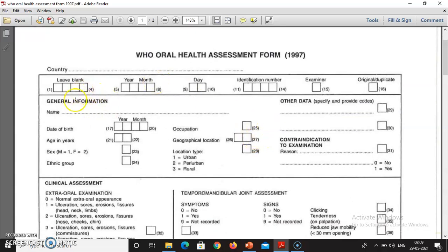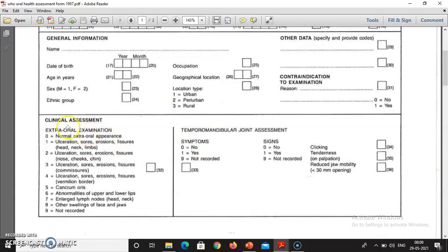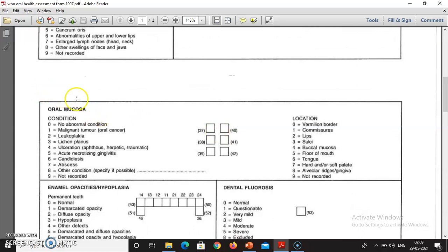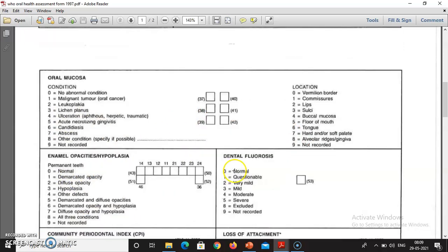You have general information, that is your name, age, gender, ethnicity, all that. Then you have extra oral examination. You have temporomandibular joint examination. You have oral mucosal examination. So these boxes are, if at all the patient has lichen planus, you put the number 3 here. Then if the patient has that lichen planus in the buccal mucosa, you put 3 here and 4 here. So these are all codes which are given. Okay, so fill the codes accordingly.